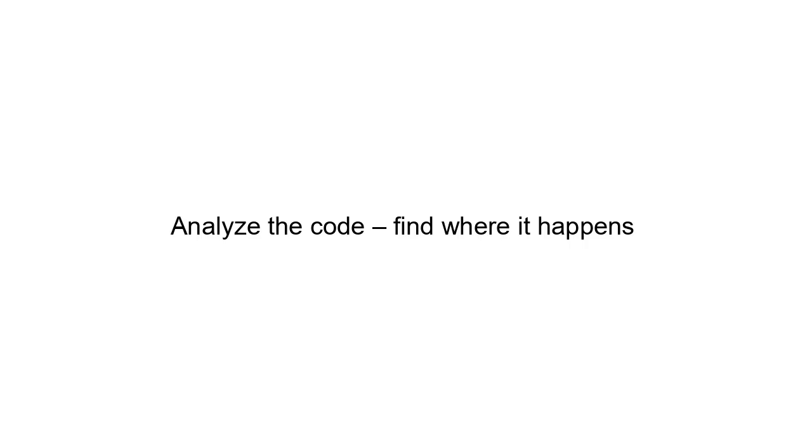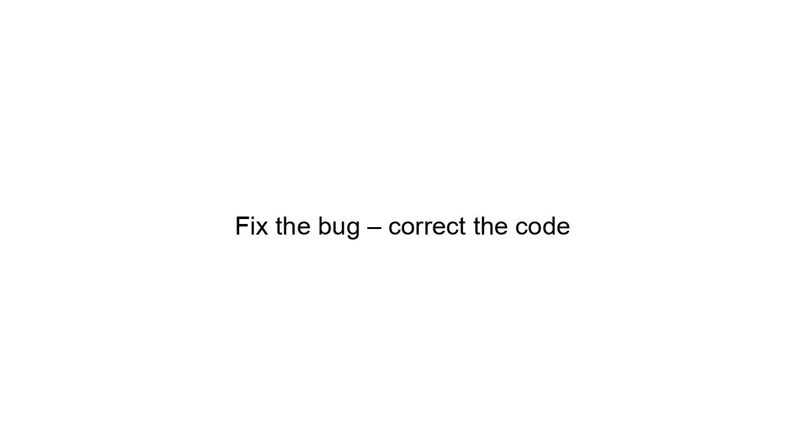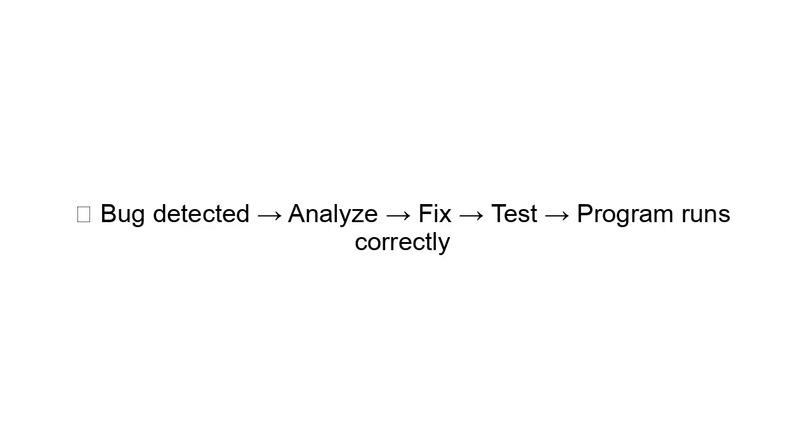How debugging works, step by step. Identify the bug: notice the error or unexpected behavior. Analyze the code: find where it happens. Fix the bug: correct the code. Test the program: ensure it works properly. Repeat if necessary, as some bugs may hide deeper issues. Flow: bug detected, analyze, fix, test, program runs correctly.